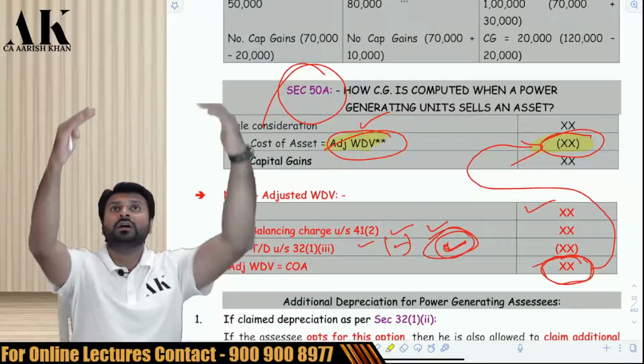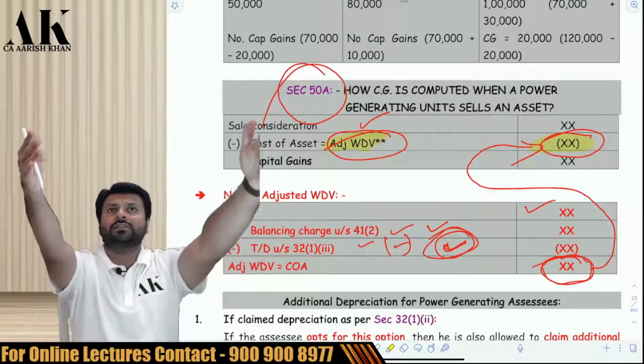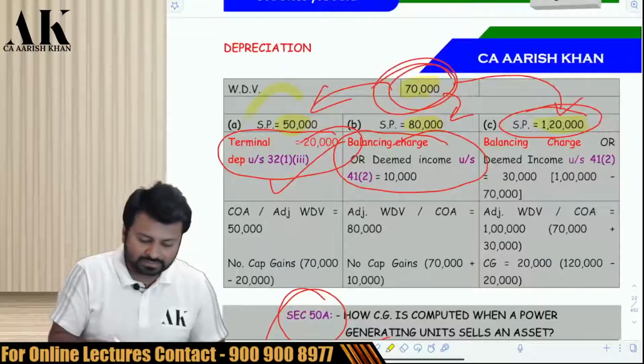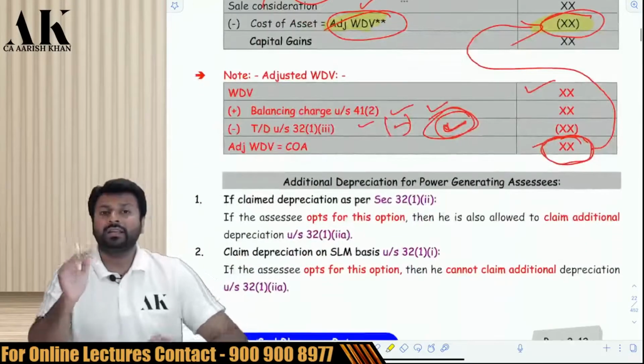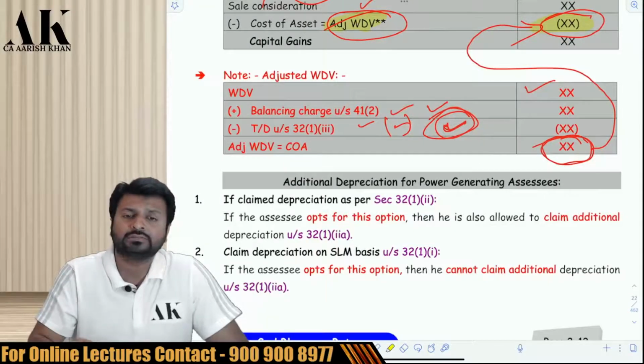You cannot directly compute 1 lakh 20 minus 1 lakh, 70 minus 1 lakh, or 80 minus 1 lakh. The sale price is here, the selling price is here, the cost is 1 lakh. You cannot do that. The cost is not 1 lakh. The cost has to be readjusted over here as per this particular section, as per section 50A.